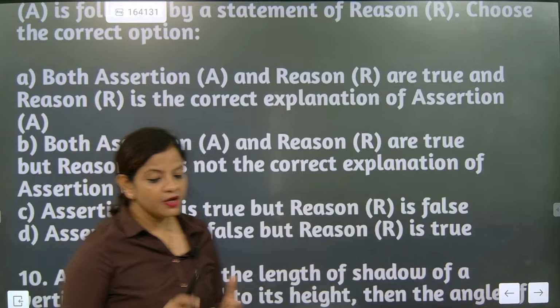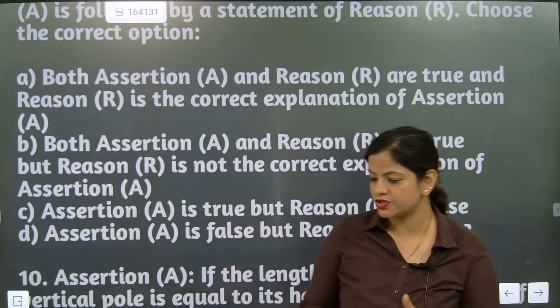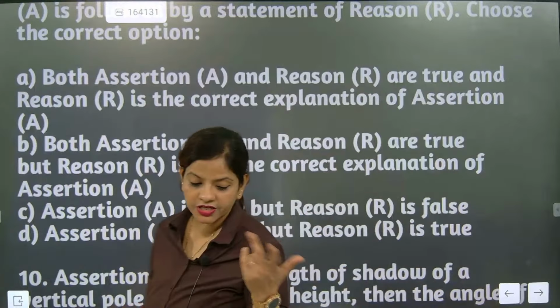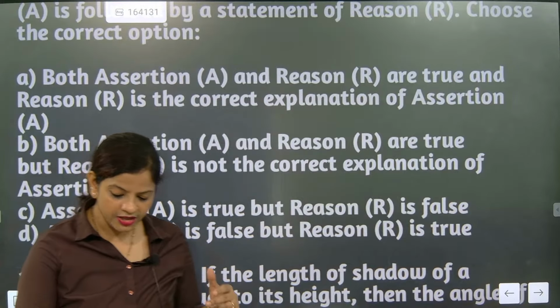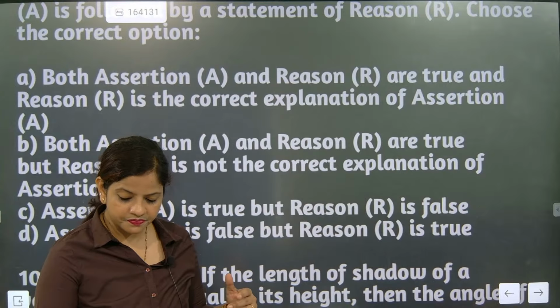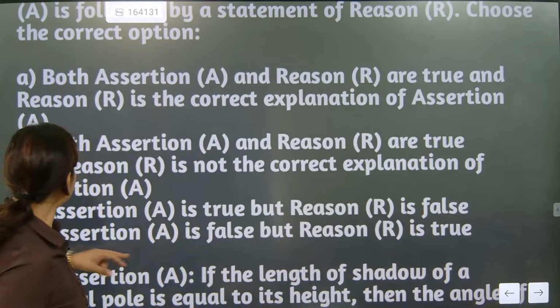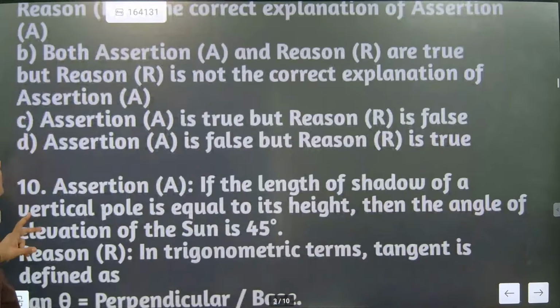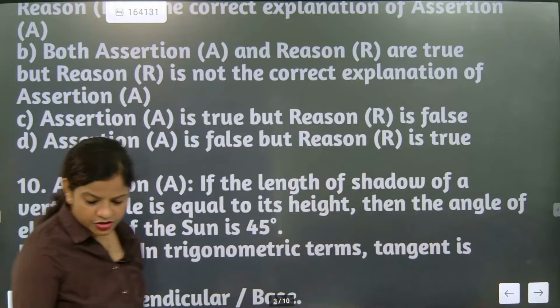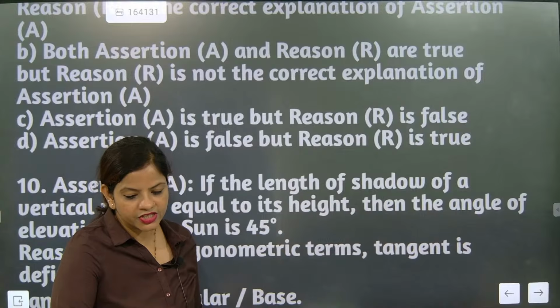This is one. Now assertion is true, reason is true, but the reason is not explaining the assertion. That is different. Now assertion is true, reason is false, and then assertion is false, reason is true. So definitely all these sections will be there.